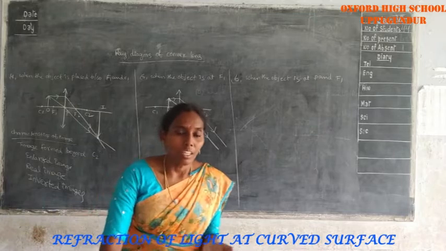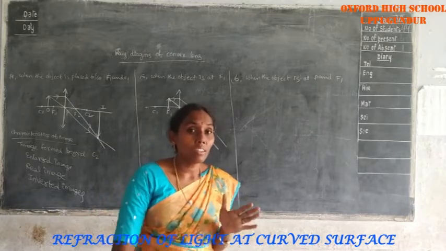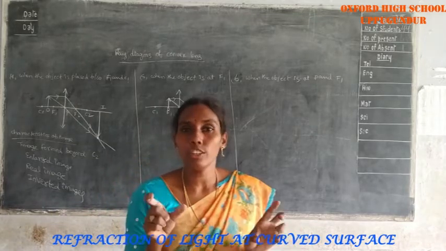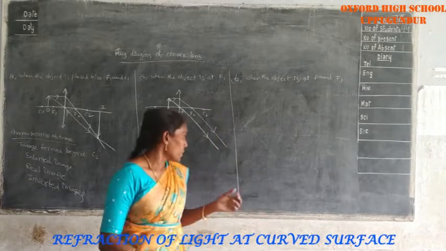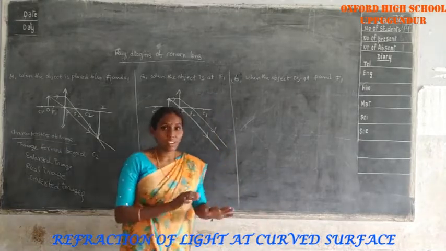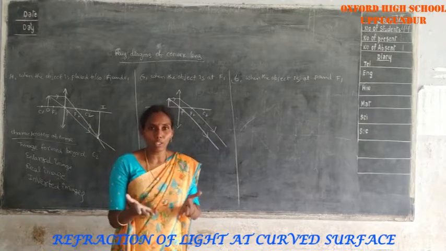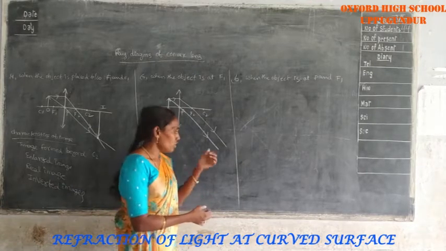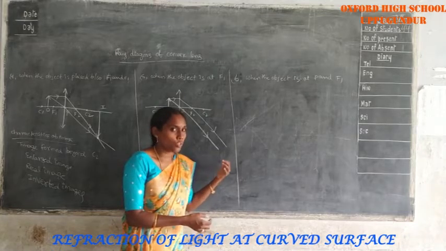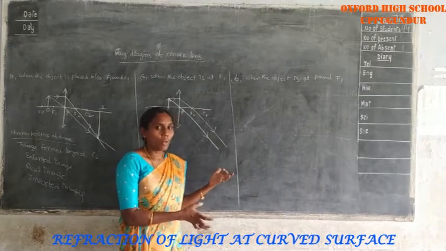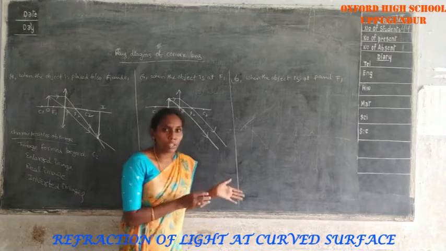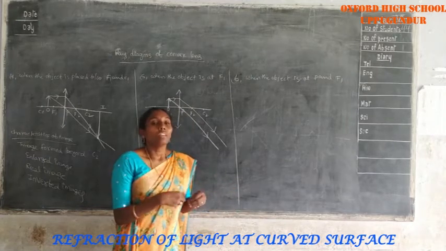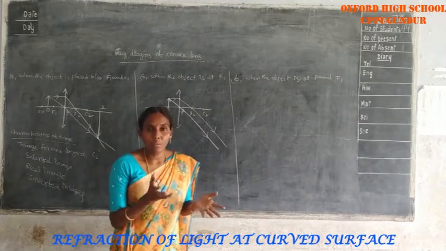If any two refracted rays meet at a point, that point is the image of the object. But in this case, the refracted rays are parallel to each other. Then where will the image be formed? Here it is impossible, the image is not formed at any particular place. There is no particular place for the image formation.